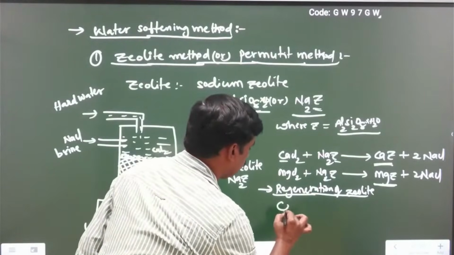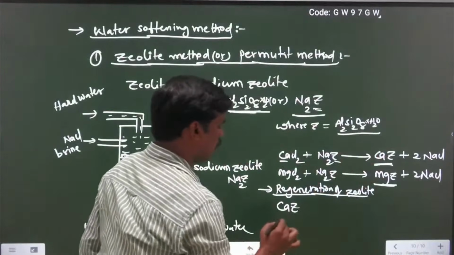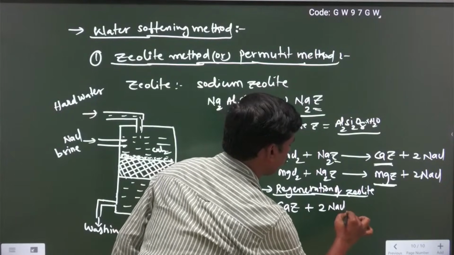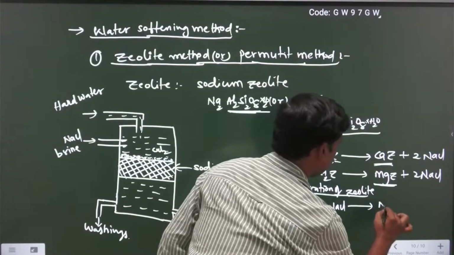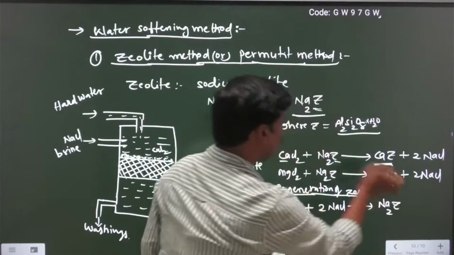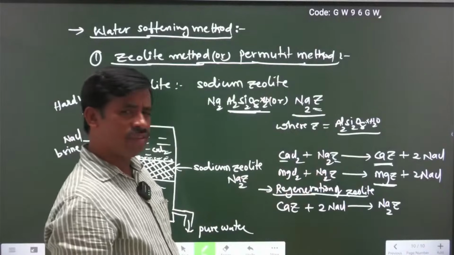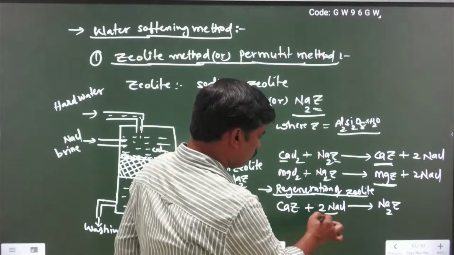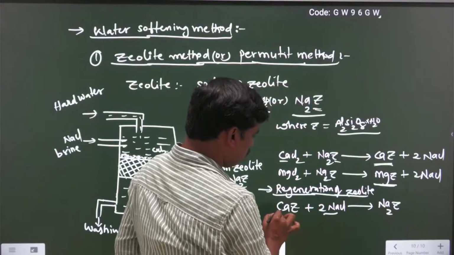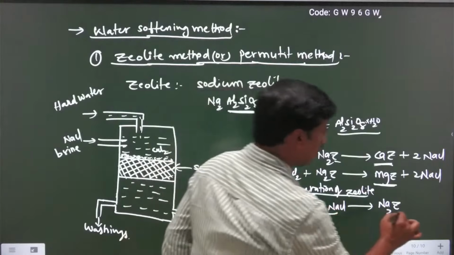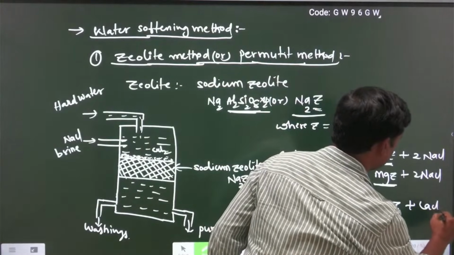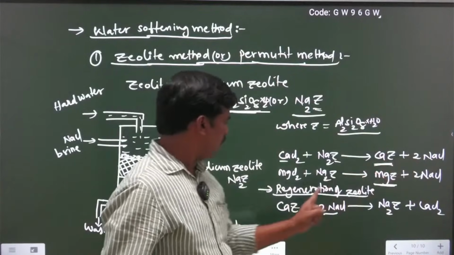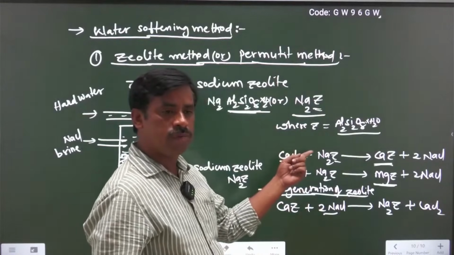I am showing here. Calcium zeolite is combined with 2 moles of sodium chloride to produce Na2Z, the exact reverse reaction of the previous chemical reaction. Here 2 Na are used with Z. What is remaining? One calcium and 2 chlorines come together to give CaCl2. You can check it. These are opposite reactions, CaZ to NaCl, opposite to the previous reactions.